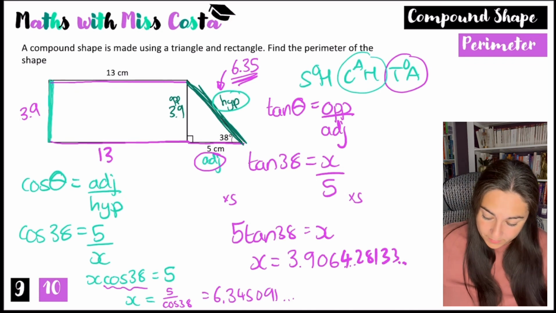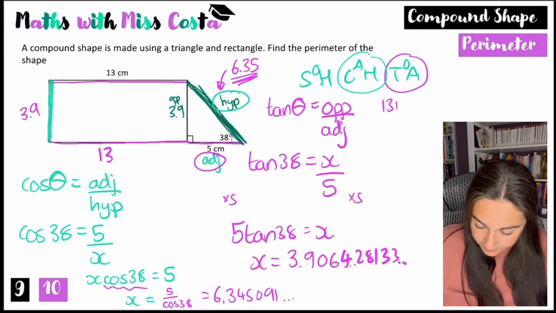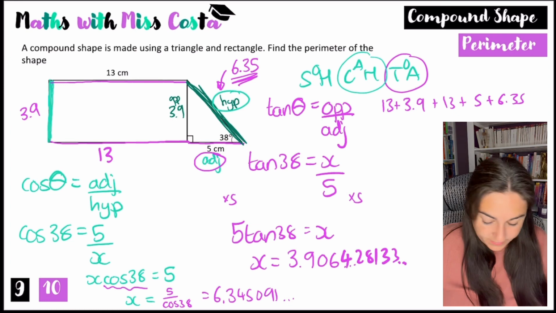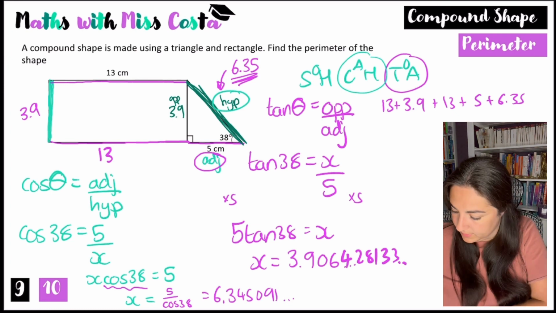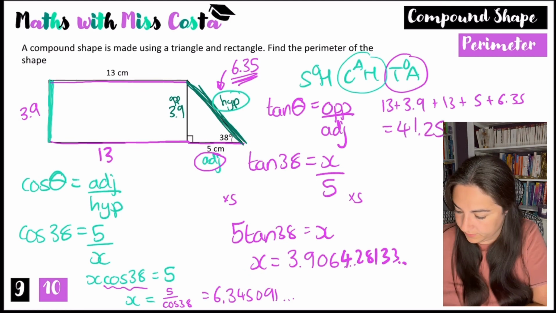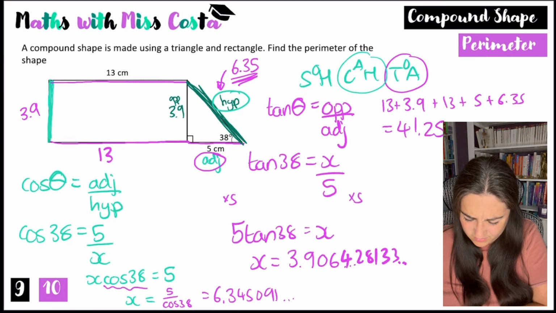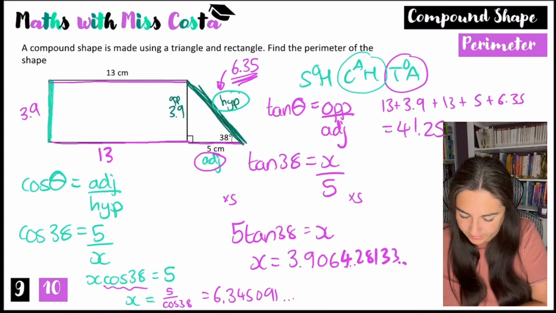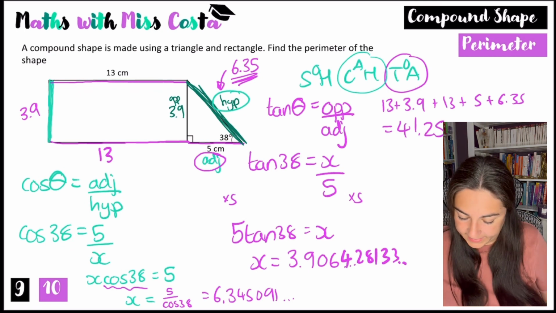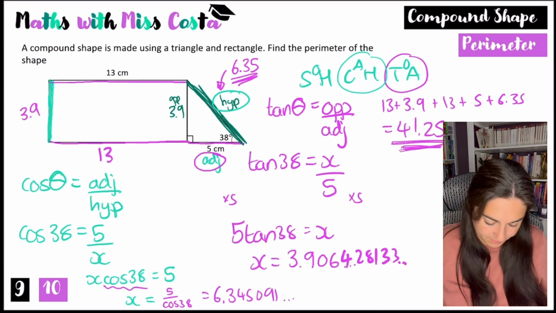So therefore, the perimeter would be all of these sides added together. So 13 plus 3.9 plus 13 plus 5 plus 6.35. Let's just quickly add those together. Plus 5 plus 13 plus 3.9 plus 13 is 41.25. I don't know if I added them all. Did I add them all? Let's try one more time. 6.35 plus 13 plus 3.9 plus 13 plus 5 is 41.25. Okay, and that is the perimeter of this tricky compound shape.